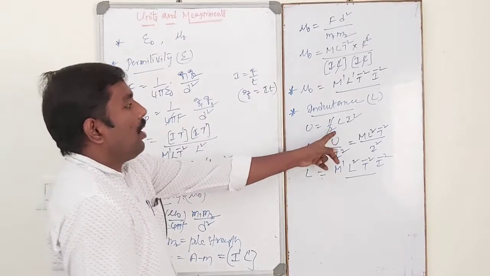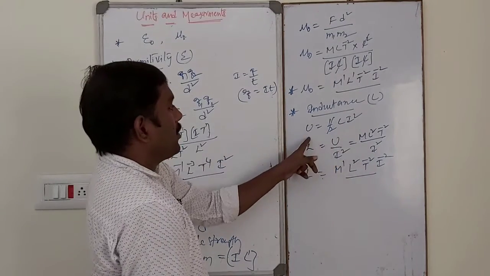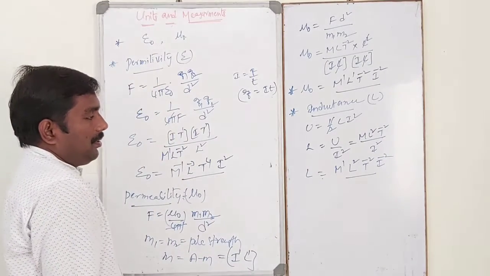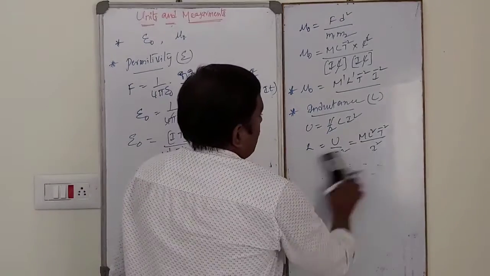U is equal to half L I square. So then I want L. So on cross multiplication, 2U by I square. Half is the dimensionless quantity. Okay, so next.